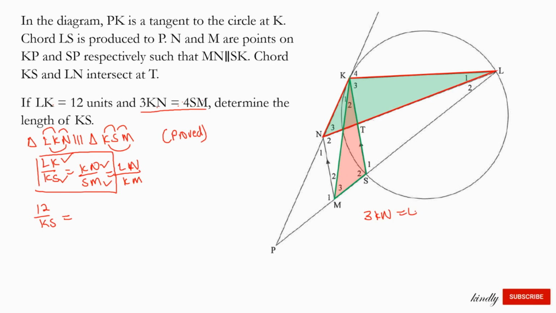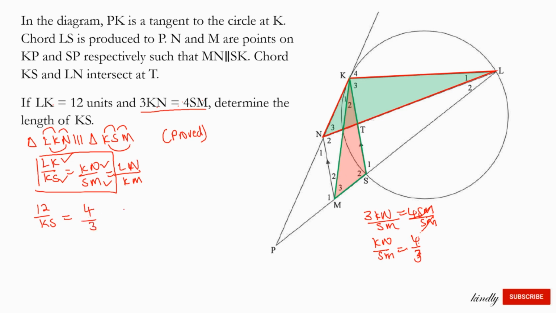3KN is equal to 4SM. So if I divide by SM on both sides of the equation, SM divided by SM there. Then divide by 3 on both sides of the equation. I remain with KN over SM is equal to 4 over 3. See that? We've divided by 3 on both sides of the equation. So KN over SM is equal to 4 over 3.